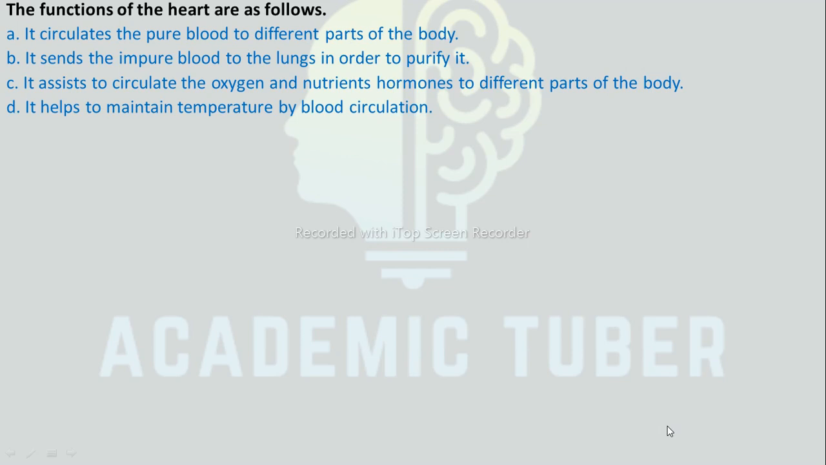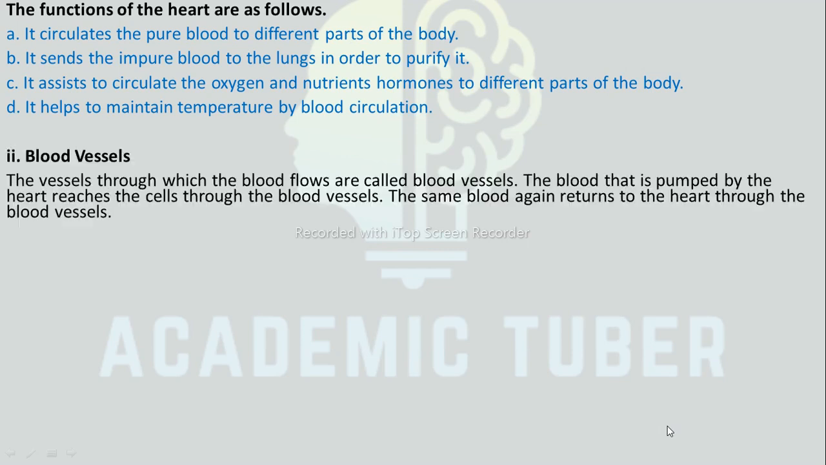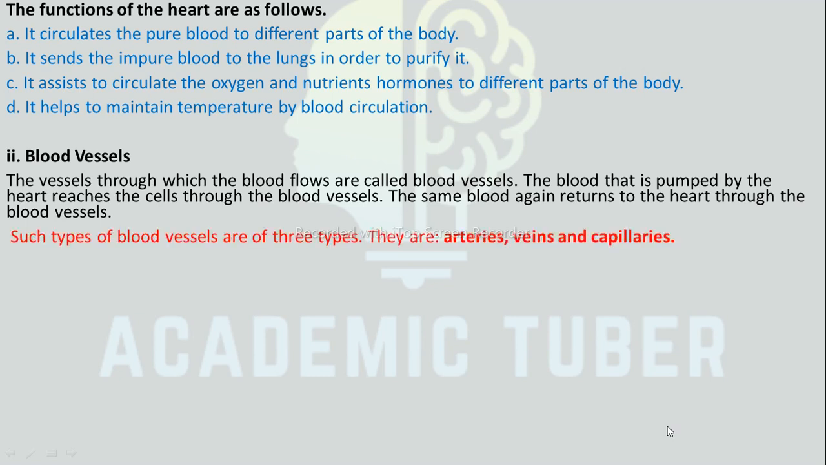Here, pure blood represents oxygenated blood and impure blood represents deoxygenated blood. Pure blood means the blood carrying oxygen, and impure blood simply means the blood carrying carbon dioxide. Blood vessels. The vessels through which the blood flows are called blood vessels. The blood that is pumped by the heart reaches the cells through the blood vessels. The same blood again returns to the heart through the blood vessels.